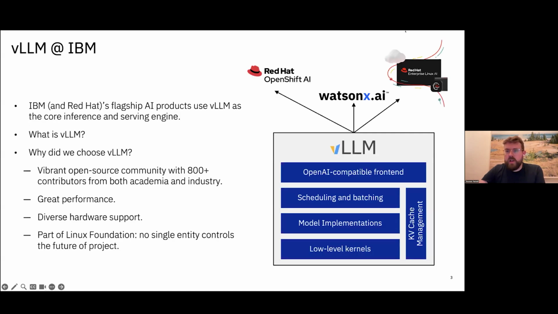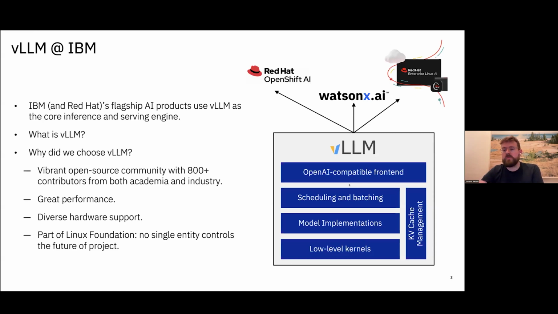Okay, so what is vLLM and why do we use it in IBM? IBM and Red Hat's flagship AI projects all use vLLM as the core inference and serving engine. That includes IBM Watson X AI, as well as Red Hat OpenShift AI and RHEL AI, Red Hat Enterprise Linux AI. So vLLM is quite a complex stack. I show in this figure on the right the different components and layers of the framework.